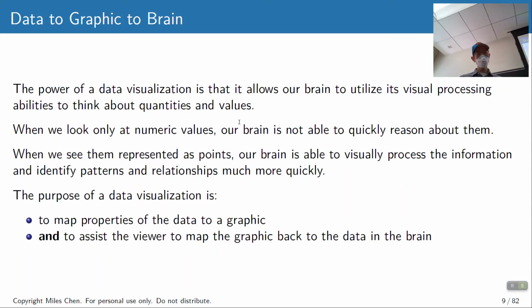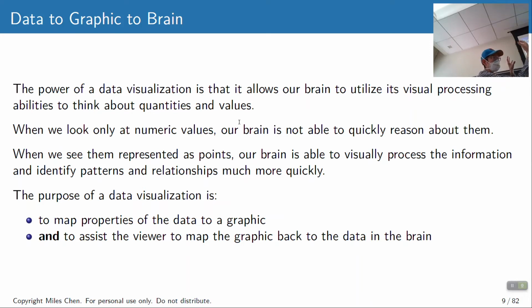When we look only at numeric values, our brain is not able to quickly reason about them. When we see the values represented as points, our brain is able to visually process the information and identify patterns and relationships much more quickly. And the whole point of data visualization is there's two parts. One is to map the properties of the data to the graphic, and equally important is for the person to be able to receive it, okay?